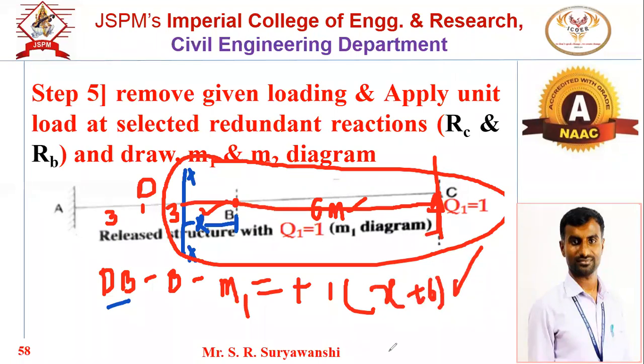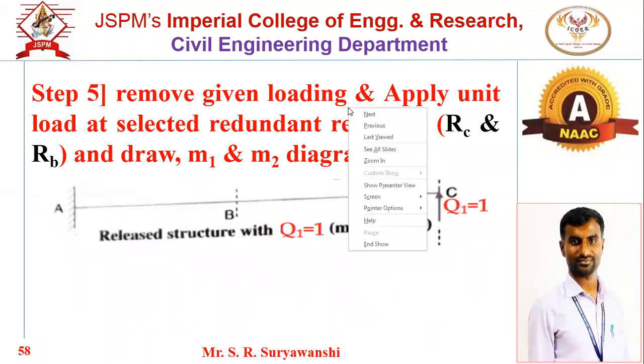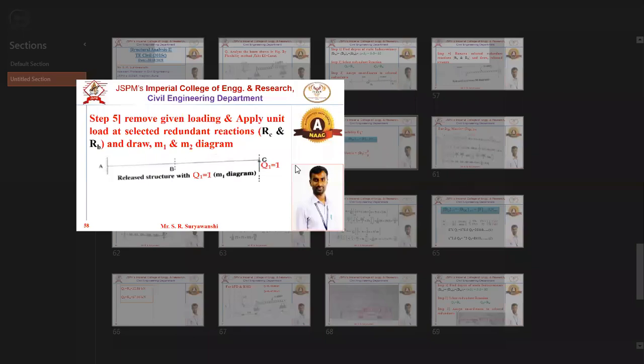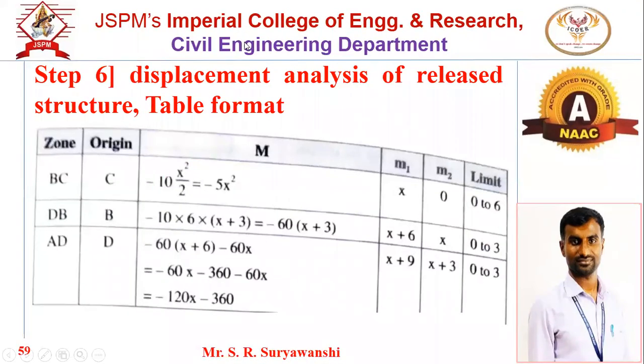Anti-clockwise, that's why positive, means x plus 6, it is the M1 for DB zone. And if you refer the table, yes, this is x plus 6. So that's why it is x plus 6.